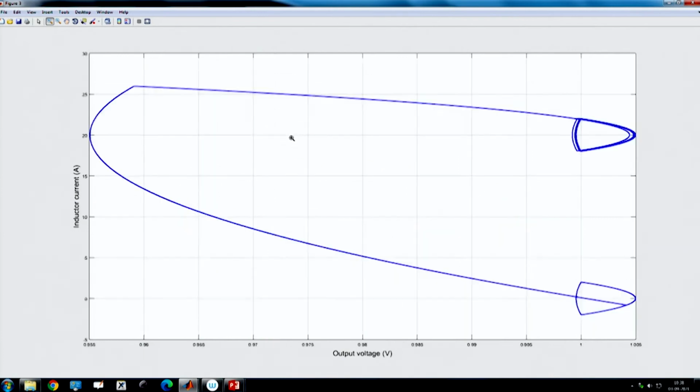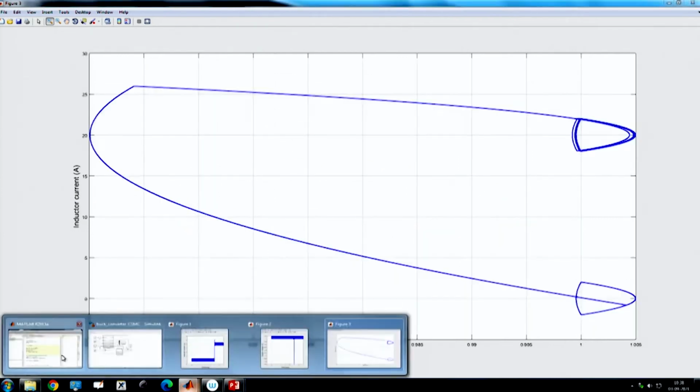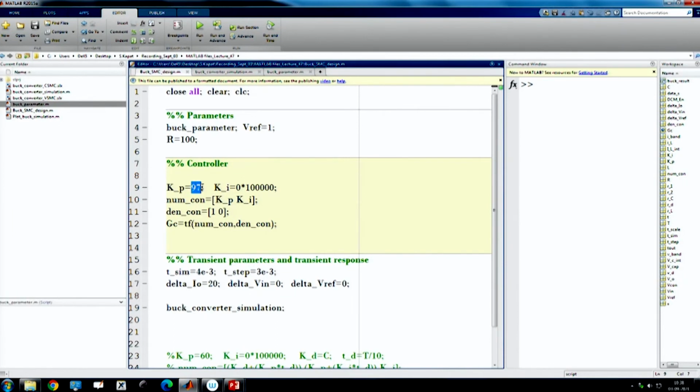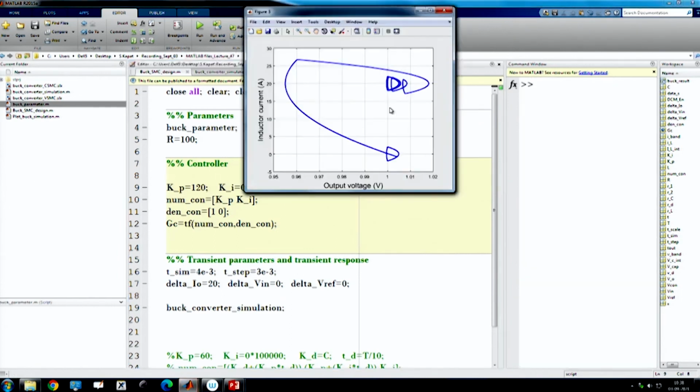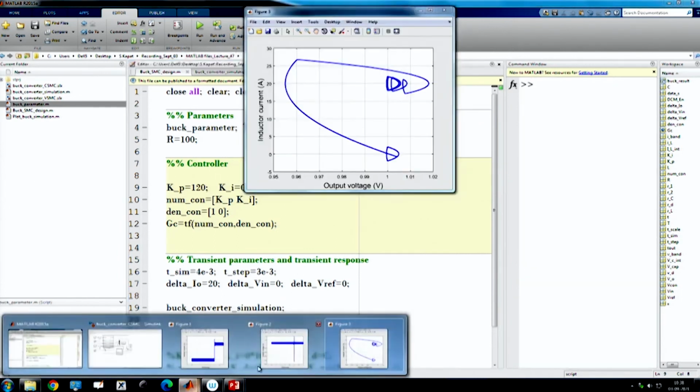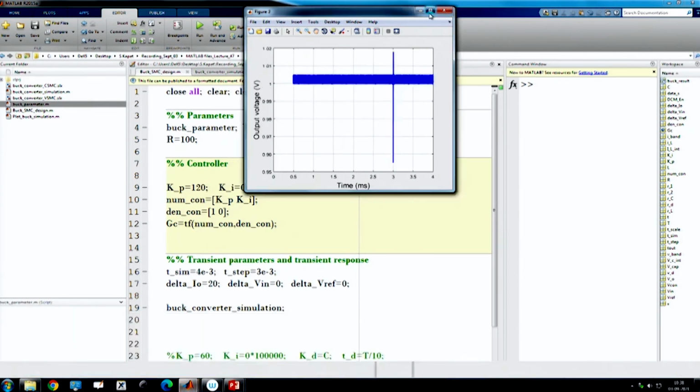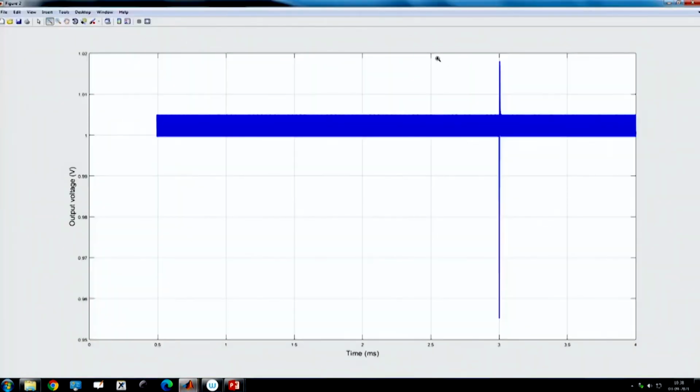Now, if we further increase the gain to, let us say, 130 or 120, suppose we have chosen a very high gain, then you will find there is a high overshoot and undershoot. In the output voltage you can see there is a high overshoot.